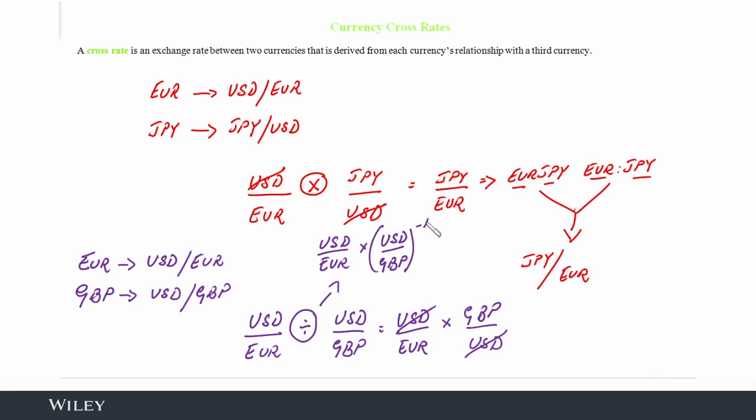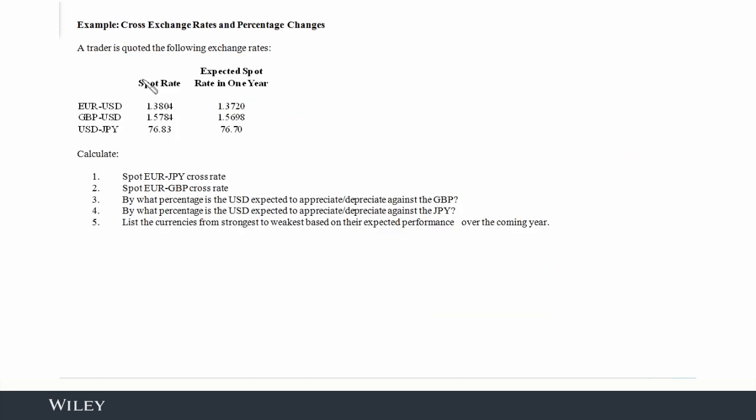Alright, so let's move ahead. Let's move into an example to see how cross-currency exchange rates can be calculated. So this is a fairly comprehensive example. You're given these three exchange rate quotes. You're given the spot exchange rate today, and you're given the expected spot rate 1 year from today. And you're required to answer the following questions. First of all, we are required to calculate the spot euro-yen cross rate. Okay, so when they say the spot euro-yen cross rate, they are requiring us to calculate the price of euro in terms of Japanese yen.